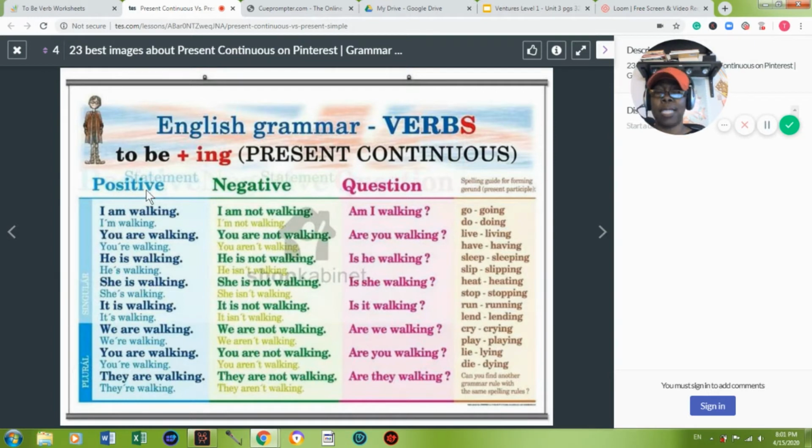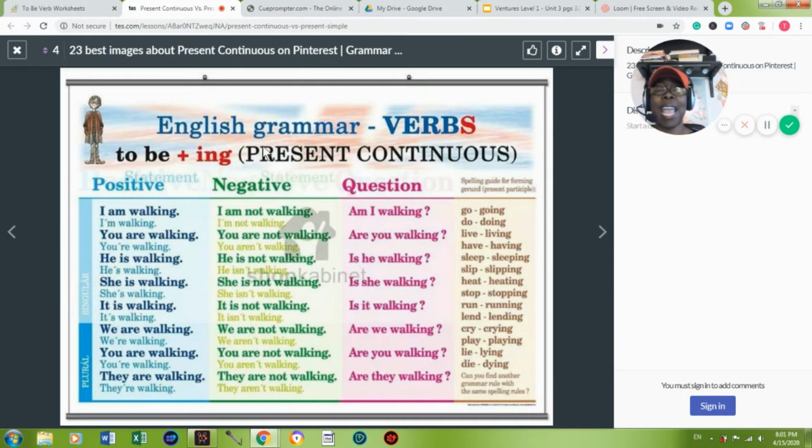So in our positive, to be plus ing, I am walking. You are walking. So we have our subject, we have our to be verb, and then we have our verb walk plus ing. I am walking. You are walking. He is walking. She is walking. It is walking. We are walking. You are walking. They are walking. That's in the positive sense.